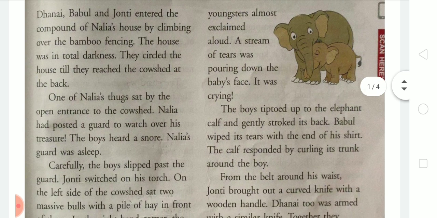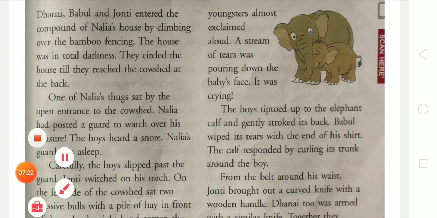So the boys tiptoed. What is the meaning of tiptoed? It means to walk quietly. The boys walked up to the elephant calf and gently stroked its back. Babul wiped its tears with the end of his shirt. The calf responded by curling its trunk around the boy. When the boys came to the baby elephant, they wiped its tears, okay? And the calf responded by curling its trunk around the boy.